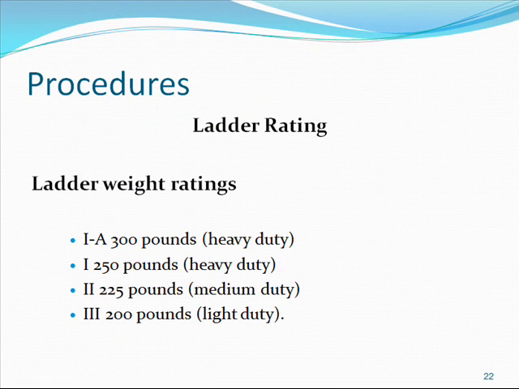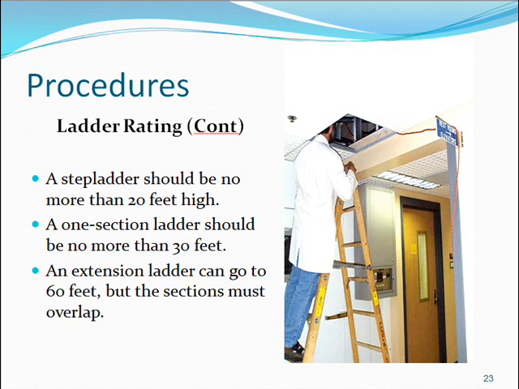Ladder rating. Ladder weight ratings. Type 1A, 300 pounds, extra heavy duty. Type 1, 250 pounds, heavy duty. Type 2, 225 pounds, medium duty. Type 3, 200 pounds, light duty. A step ladder should be no more than 20 feet high. A single section ladder should be no more than 30 feet high. An extension ladder can go to 60 feet, but the sections must be overlapped.